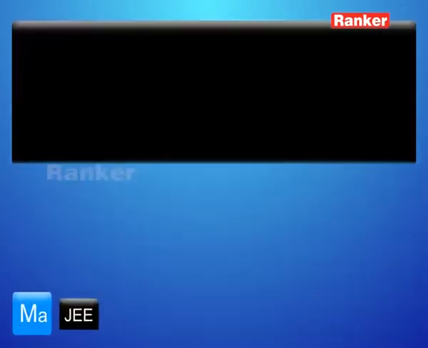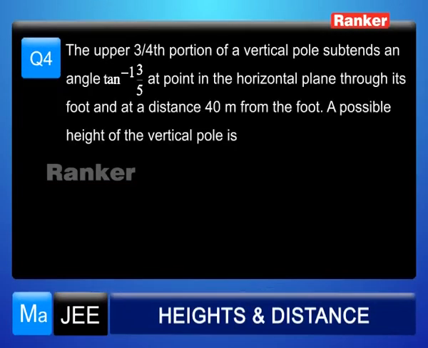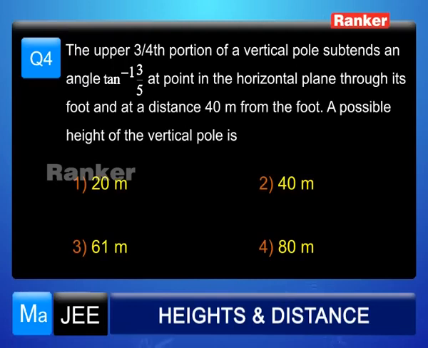Let's move to the next question. Question number 4. The upper 3/4 portion of a vertical pole subtends an angle tan inverse of 3 by 5 at a point in the horizontal plane through the foot and at a distance of 40 meters from the foot. The possible height of the vertical pole is: first option 20 meters, second option 40 meters, third option 61 meters, and fourth option 80 meters.